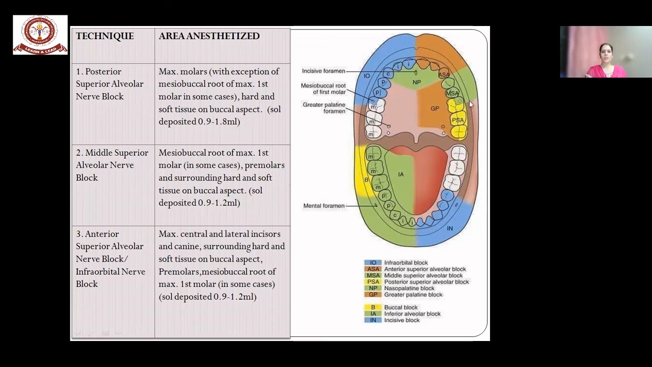The second injection is the middle superior alveolar nerve block. Here you will achieve anesthesia of the first premolar, second premolar, and also the mesiobuccal root of the first molar. The solution required is 0.9 to 1.2 ml. The third one is the anterior superior alveolar, which is also called the infraorbital nerve block. Here you can appreciate this blue color from the maxillary central incisor to the mesiobuccal root of the first molar. The solution deposited is 0.9 to 1.2 ml.